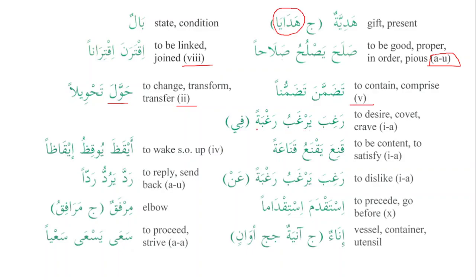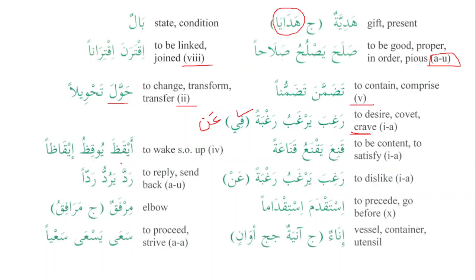Raghiba yarghabu raghbatan, to desire, to covet, to crave. When it comes with the preposition fi, it means to desire. What will be the meaning when it comes with the preposition an? It means against. The hadith of Prophet Muhammad sallallahu alaihi wasallam: man raghiba an sunnati falaysa minni. Whoever goes against my sunnah is not among us. That means any person who deviates from the path of sunnah is not among the Muslims. So raghiba an means against something, and raghiba fi means to desire something.